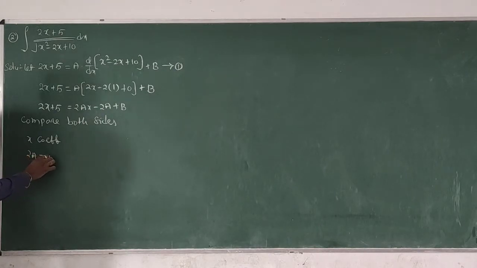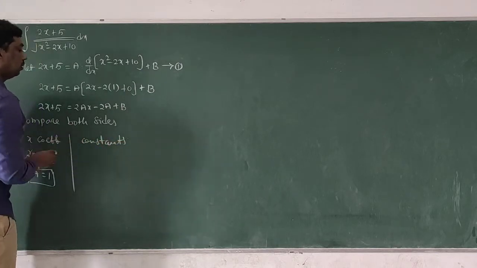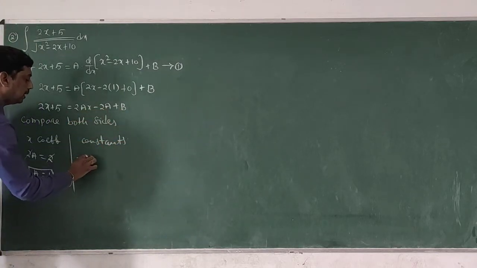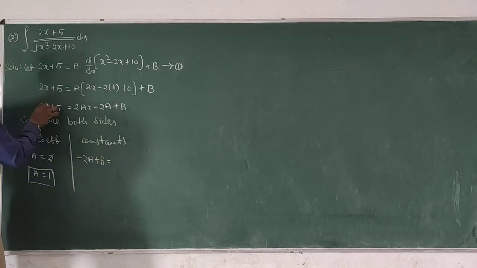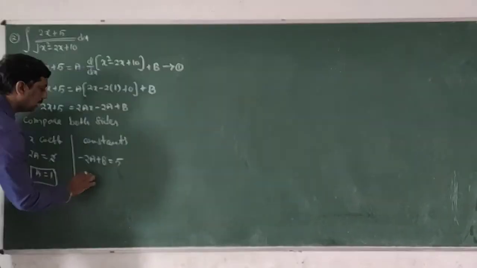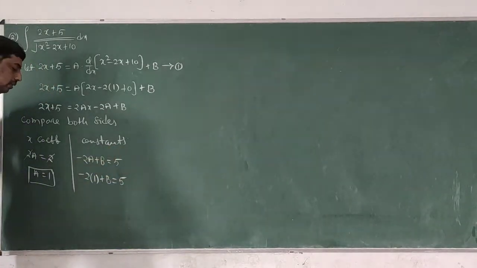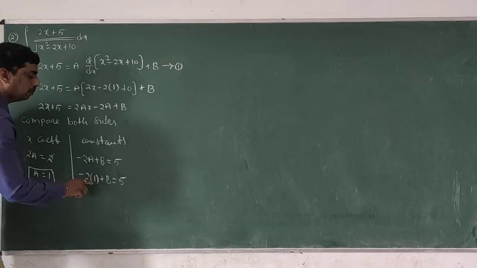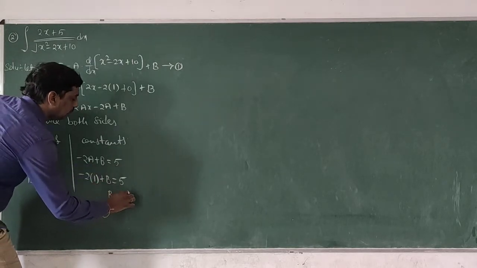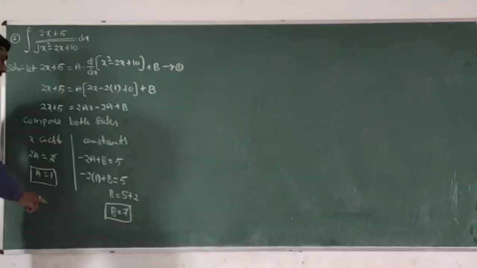Therefore, from this 2a equal to 2. Okay. So the 2s cancel, a equal to 1. After that, compare both sides' constants. What is the constant here? Minus 2a plus b. What is the constant here? Plus 5. Here, what a value did we get? 1. Minus 2 into 1. b equal to 5 minus 2 into 1, minus 2. Minus 2 taken to the opposite side, plus 2. 5 plus 2, 5 plus 2 value is 7. b value is 7. We get the a and b values.